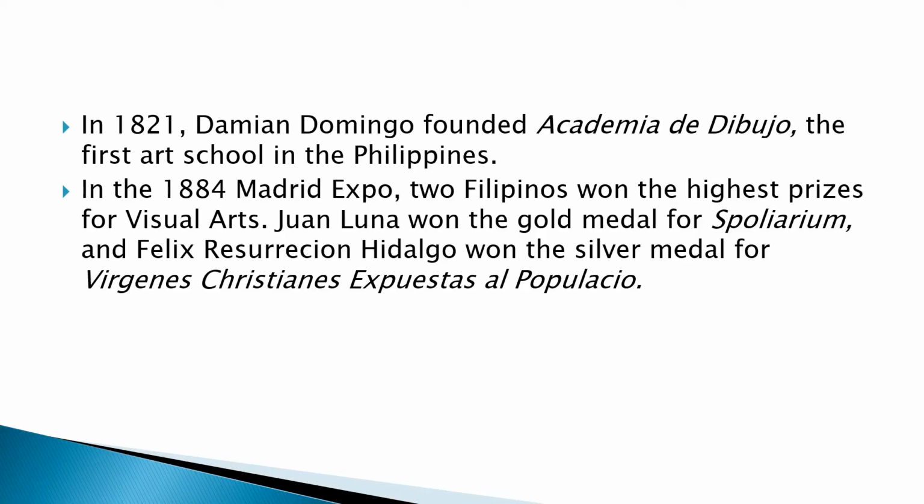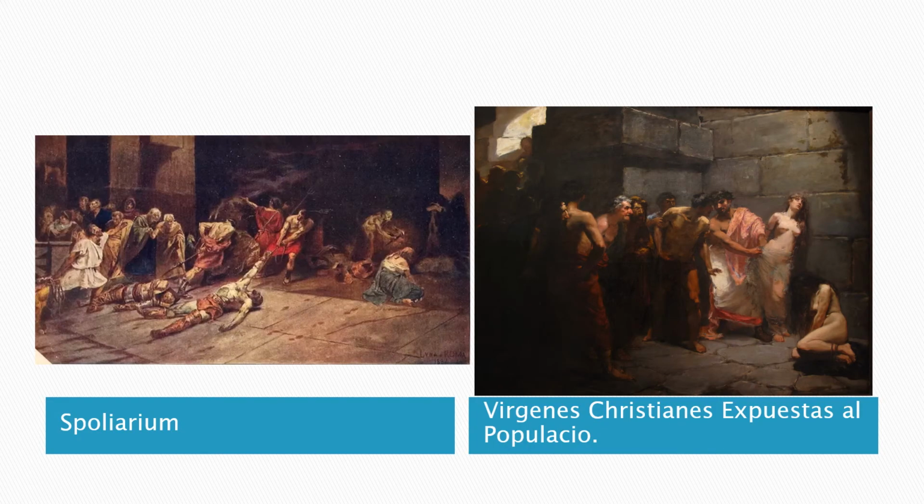In 1821, Damian Domingo founded Academia de Dibujo, the first art school in the Philippines. In the 1884 Madrid Expo, two Filipinos won the highest prizes for visual arts. Juan Luna won the gold medal for Spoliarium, and Felix Resurrección Hidalgo won the silver medal for Virgenes Christianes Expuestas al Populacio. These are the two paintings that won the top two prizes in the 1884 Madrid Expo.